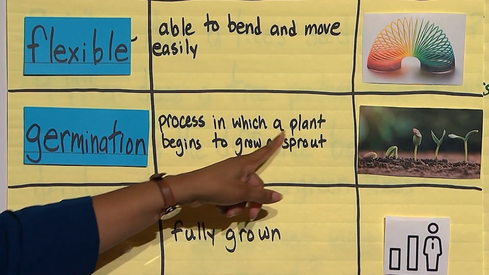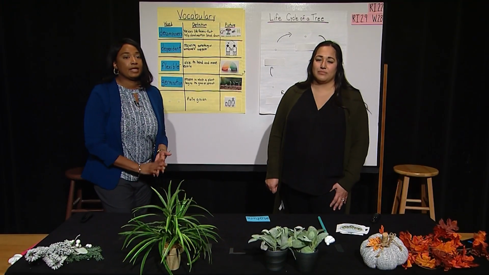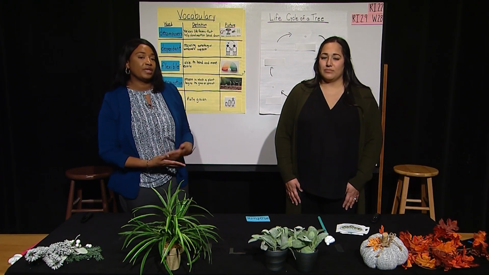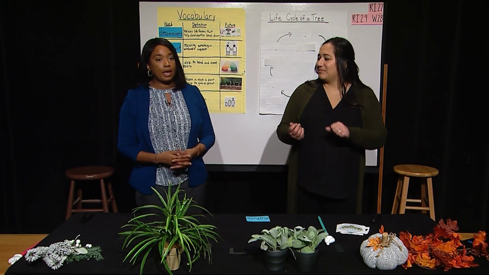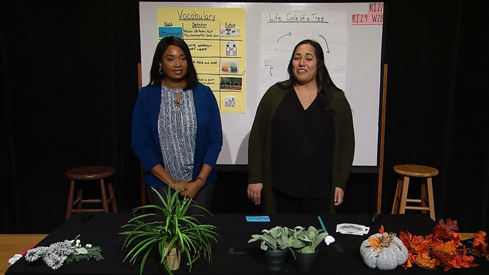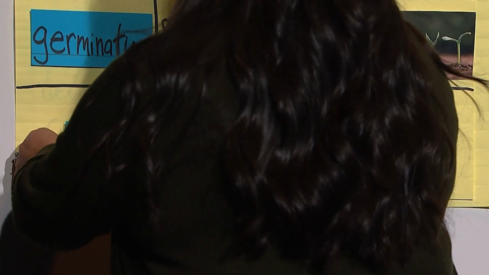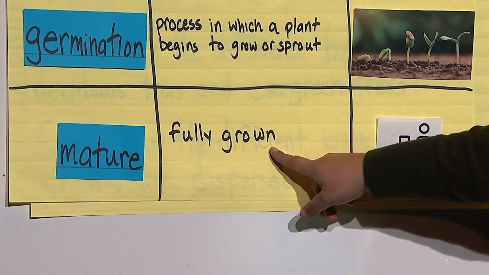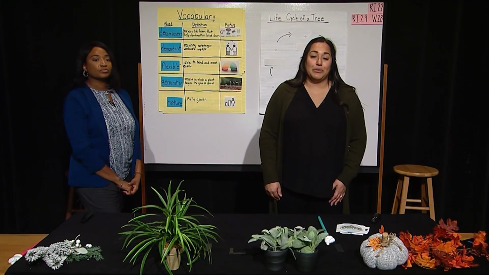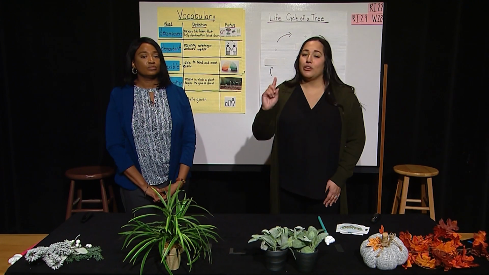Germination is the process in which a plant begins to grow or sprout. The pea seed planted in a clear plastic cup began the germination process near the warm, sunny window would be an example sentence. Let's do our hand motion for germination. Good job. And our final word is mature. Mature means to be fully grown. So we could say mature apple trees produce apples that we can pick in the fall. What's the word meaning fully grown? You've got it, mature.